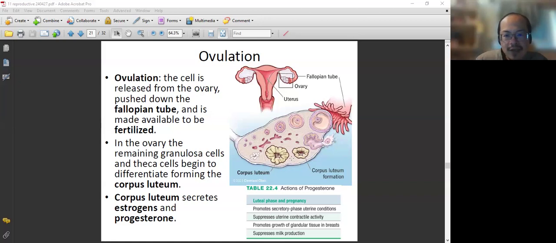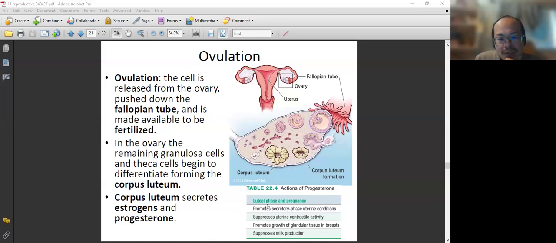That is the corpus luteum. So here we have the corpus luteum. Now, location and function. That's the second phase of the menstrual cycle. It's very important to know what the corpus luteum is and what it does, because the corpus luteum produces two types of hormone. The follicle only produces one type, estrogen. The corpus luteum produces two types: estrogen and progesterone.